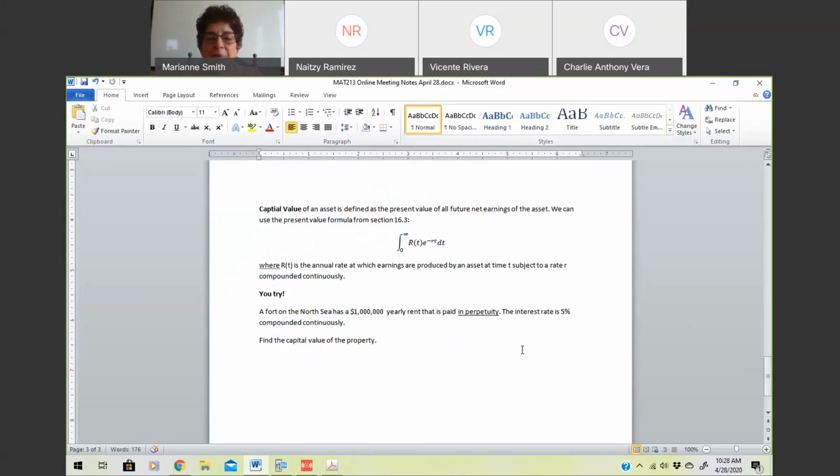A fort on the North Sea has $1 million yearly rent that's paid in perpetuity. The interest rate is 5% compounded continuously. Find the capital value of the property. So you try this one, right? And again, I'll work it too, but try not to watch me. In perpetuity means forever. Hint: your upper bound is infinite in your integral. Okay, so you try this one.